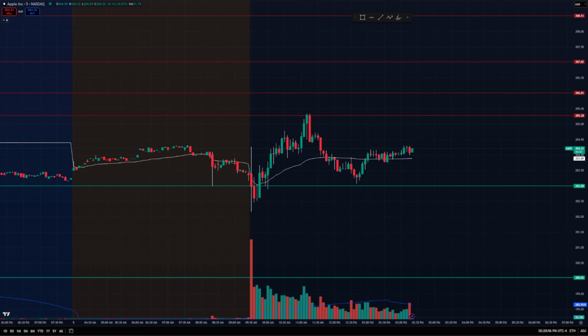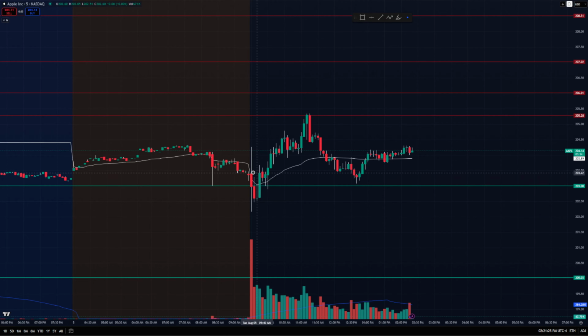This is what you should be doing first thing in the morning, like 8 a.m., 8:30 a.m., or even after market closes as well. But yeah, applying your levels and just playing your levels. Like you see how Apple, I have this 203 level plotted and I have this 205.28 level plotted. So the price action has respected these levels today.